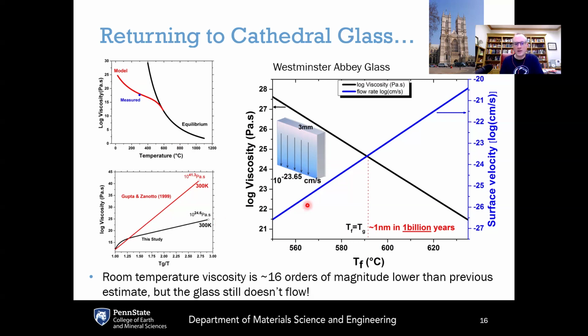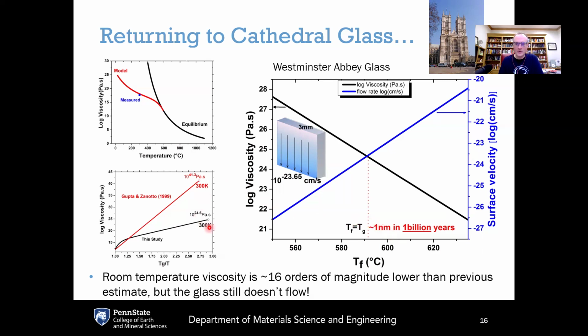The other thing that we did was to actually do the fluid flow simulations to see how much this would flow under the force of gravity with a viscosity that is either 10 to the 24.6, which was shown with an average guess at what the fictive temperature is, but we also considered a range of possible fictive temperatures here, calculated the surface velocity in blue, and the qualitative result is the same as what Gupta and Zanotto published, that the flow is too slow to actually observe. In fact, this viscosity would correspond to about 1 nanometer worth of flow over a billion years. So it's still much too slow to occur.